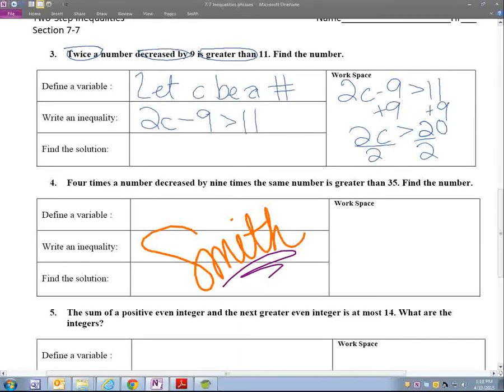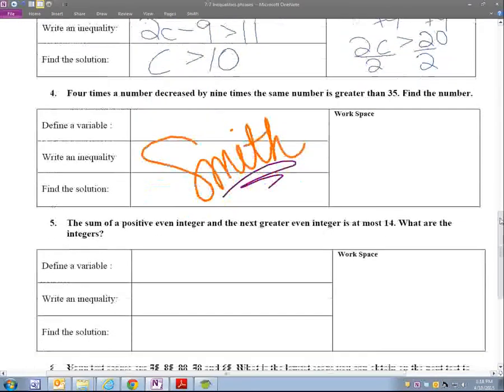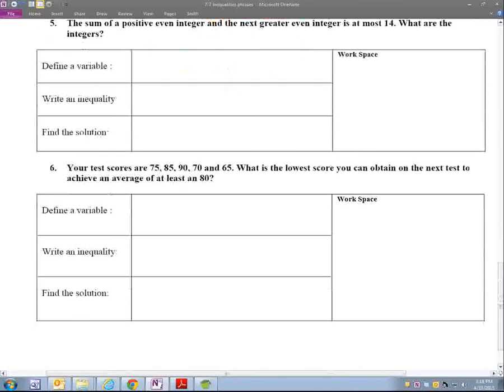Okay. So we got to say divided by 2 is greater than 20 divided by 2. So that just gets down to C is greater than 10. Good. Then we are going to do that one, and we're going to do the last 2, which are pretty tough.